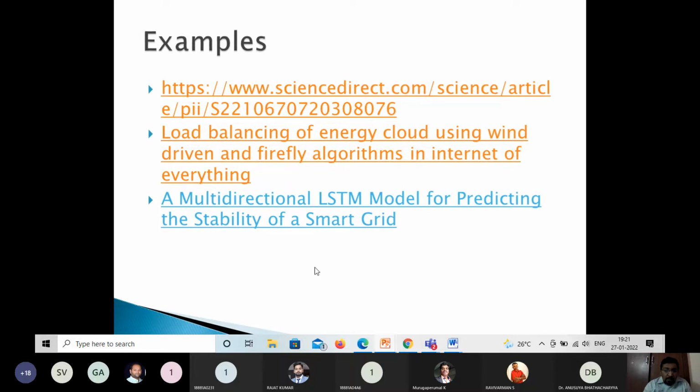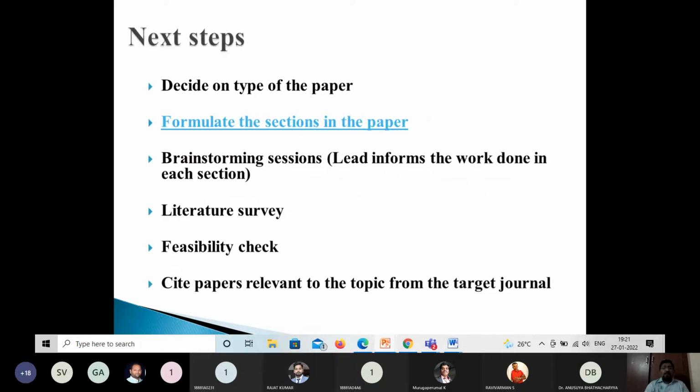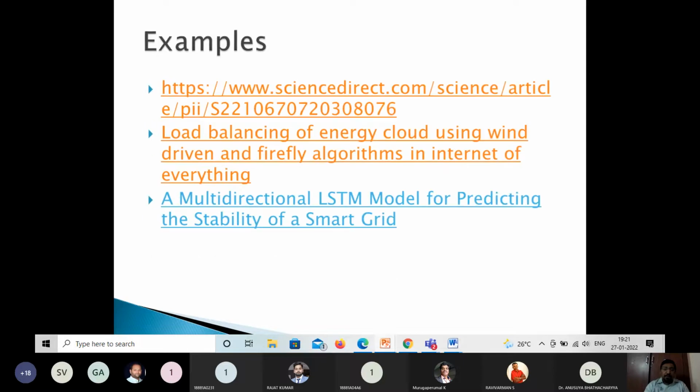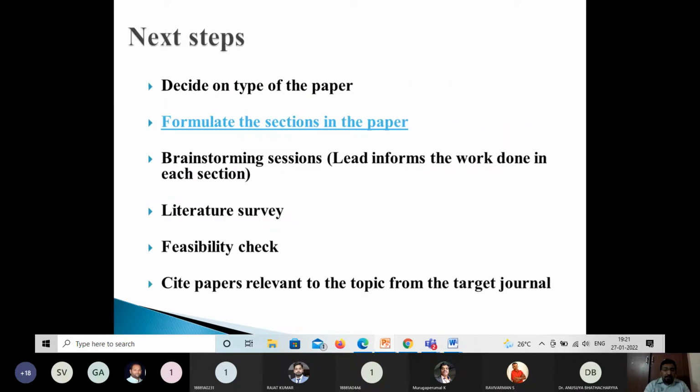Let me quickly show you one of the papers. Any discussions till now before I proceed to showing you some of the papers? Any kind of discussions or any queries or any pointers to be added here? Please feel free to go ahead.